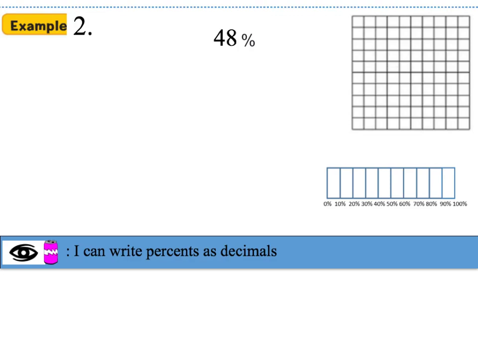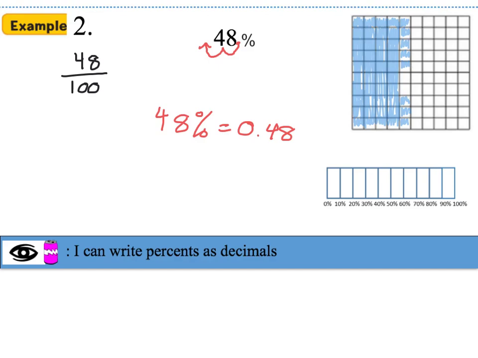I can write 48% as a fraction first by writing 48 over 100, because percentages are ratios that are compared to 100. If I assume that the decimal is behind the 8, and I'm dividing, I know that my number is getting smaller, which means I can move my decimal 2 spaces to the left. So 48% is equal to 0.48. On the grid, this is what 48% looks like.